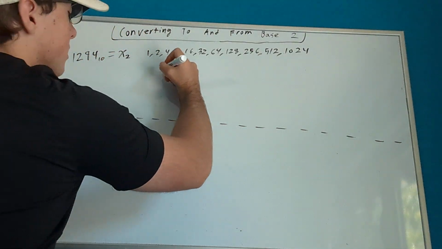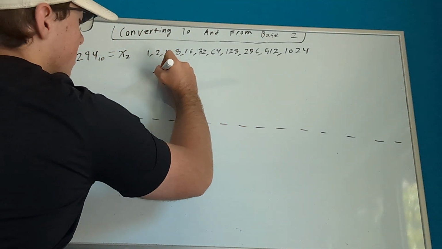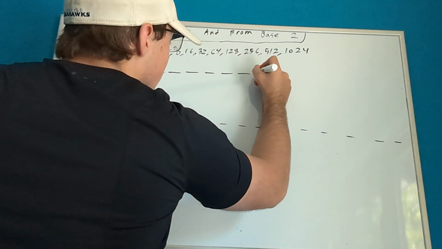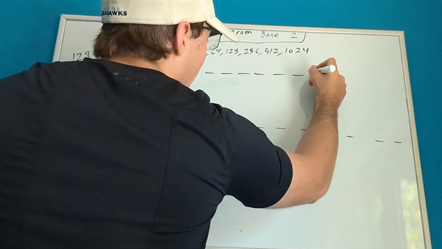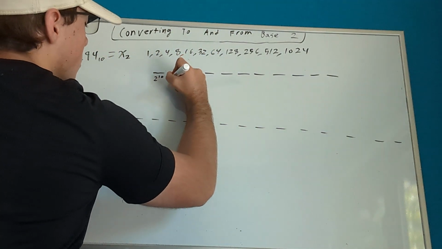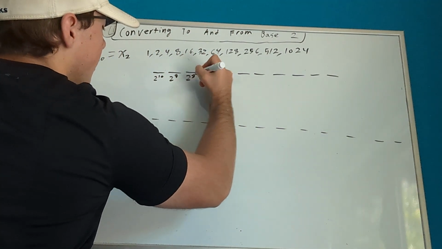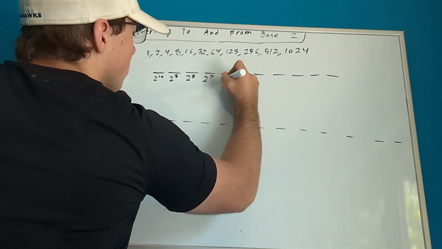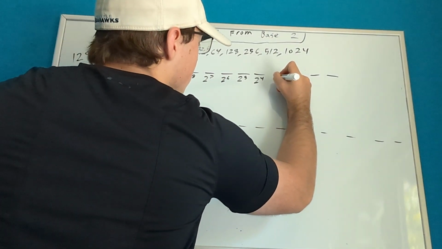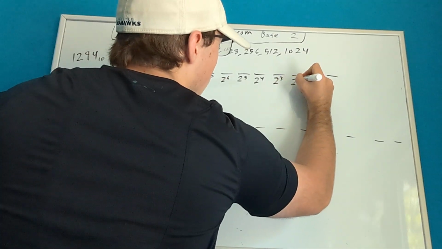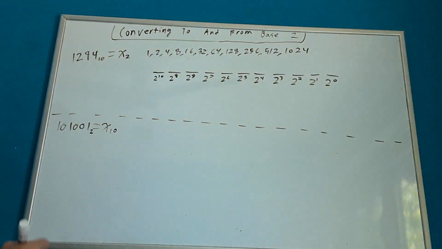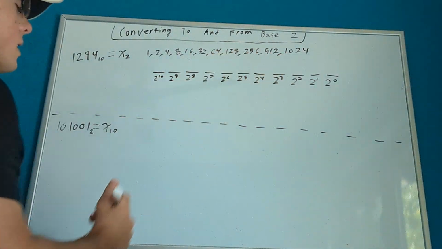Since that's 2 to the power 10, we're going to draw 11 lines: 1, 2, 3, 4, 5, 6, 7, 8, 9, 10, 11. So this is 2 to the 10, 2 to the 9th, 2 to the 8th, 2 to the 7th, 2 to the 6th, 2 to the 5th, 2 to the 4th, 3rd, squared, 2 to the 1st, and 2 to the 0, or 1.